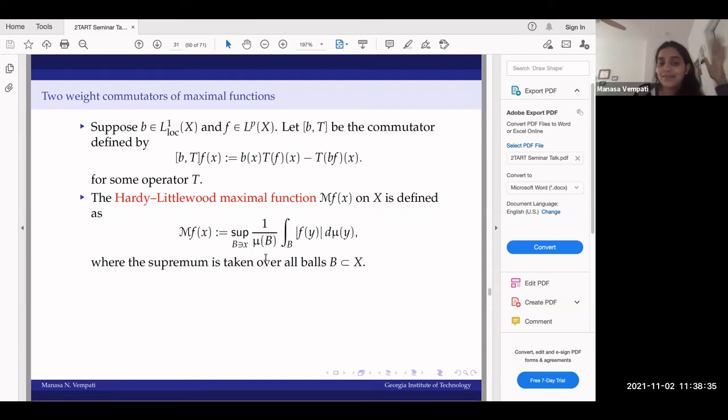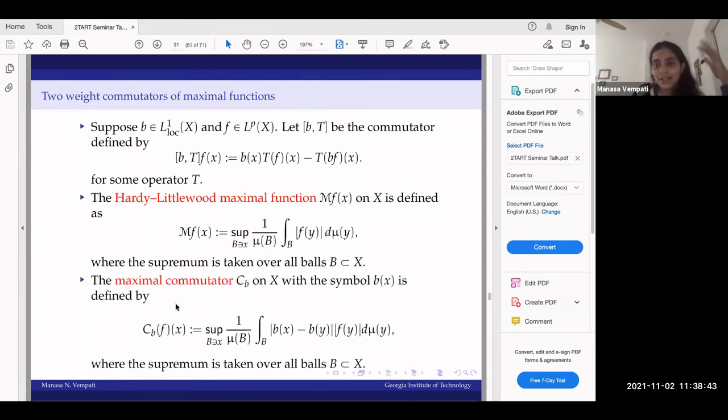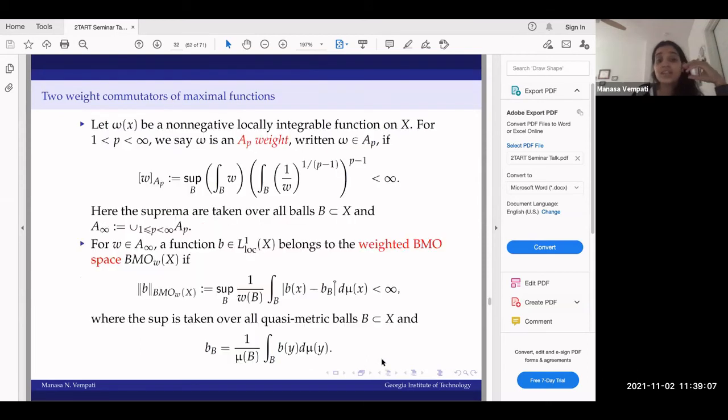And in this definition, we use mu of B instead of the Lebesgue measure of B. In a similar fashion to the definition of the maximal commutator we had earlier, we have a definition for the maximal commutator in the setting of a space of homogeneous type. It's very similar to what we have seen earlier, except that here we take the supremum over all the quasimetric balls, and the measure we take this with respect to is the doubling measure on the space of homogeneous type.